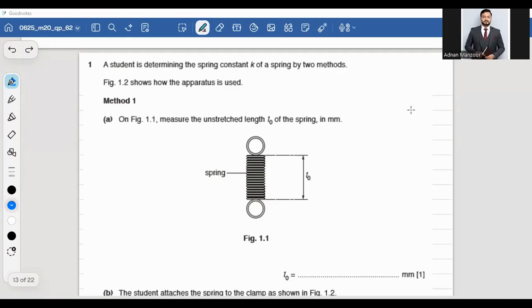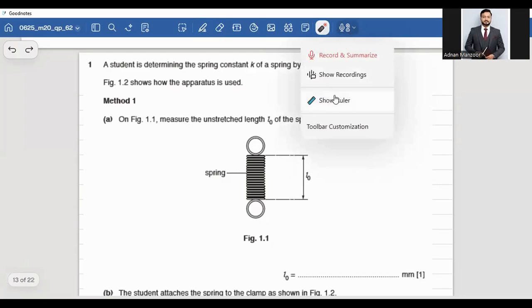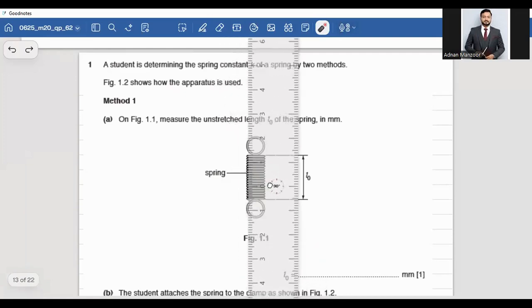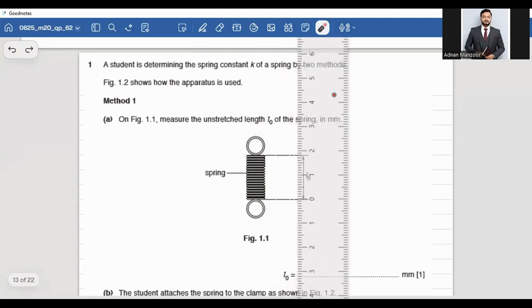A student is determining the spring constant K of a spring by two methods. Figure 1.2 shows how the apparatus is used. Method 1. A. On Fig 1.1, measure the unstretched length L0 of the spring in millimeters. That is a very important question, in which a student needs to measure the length, and that should be in millimeters, right? So that's a very basic issue that students face.